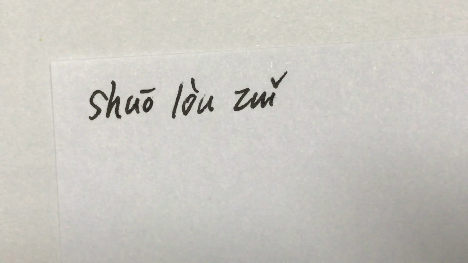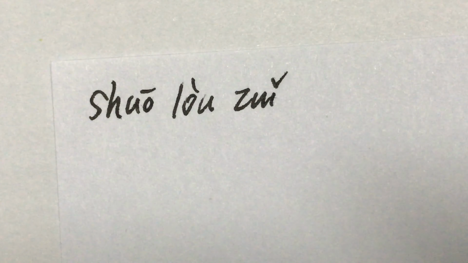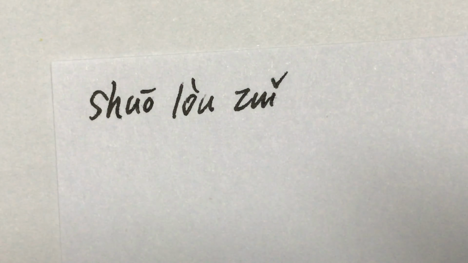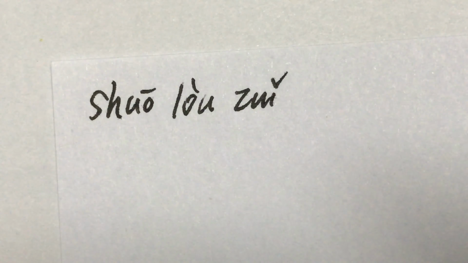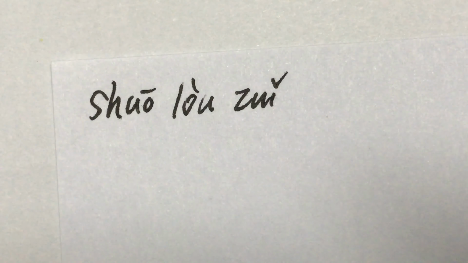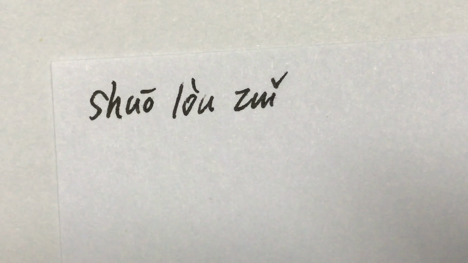In today's video, follow me to learn a Chinese noun, 说漏嘴. It means accidentally spill the beans, or someone reveal something that was meant to be a secret.